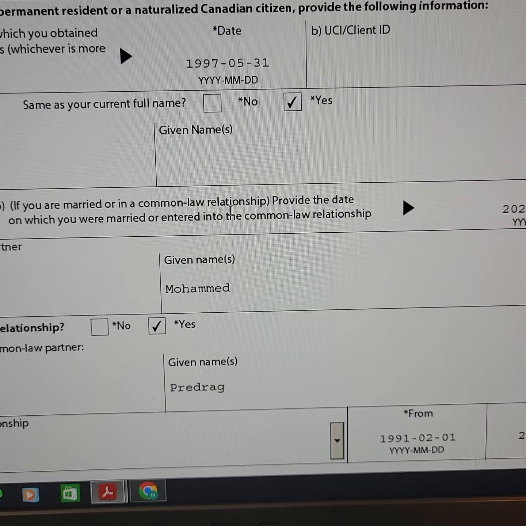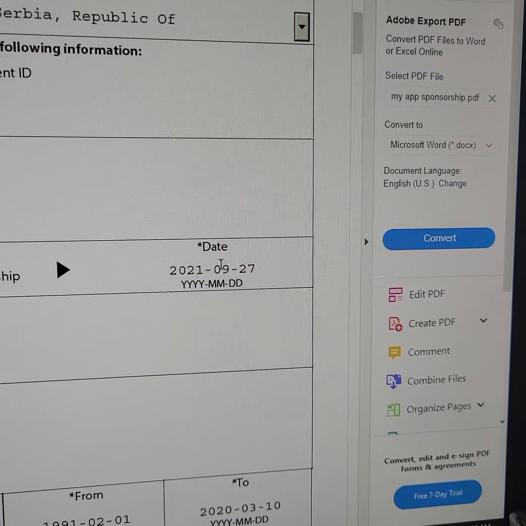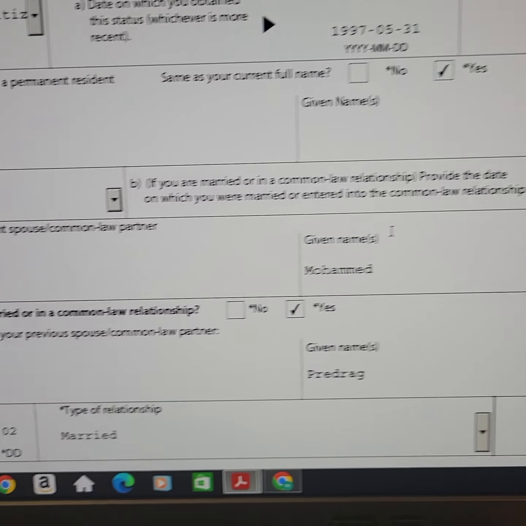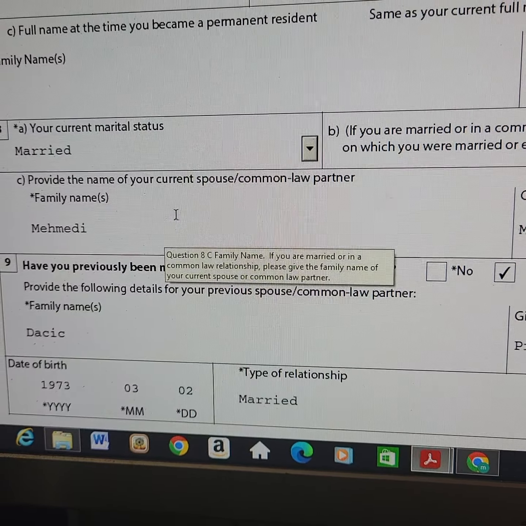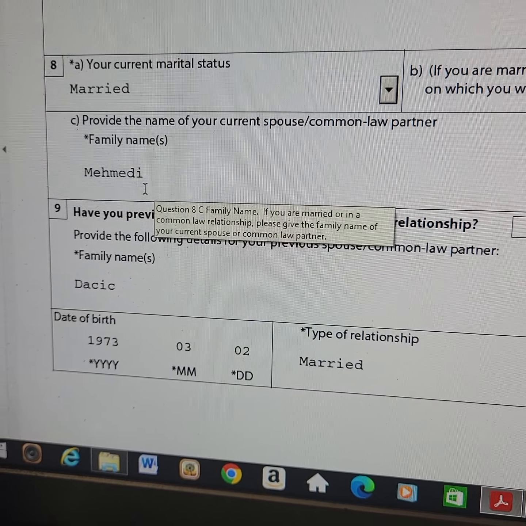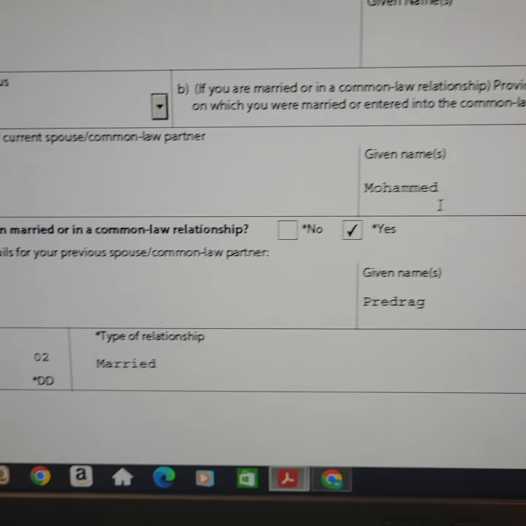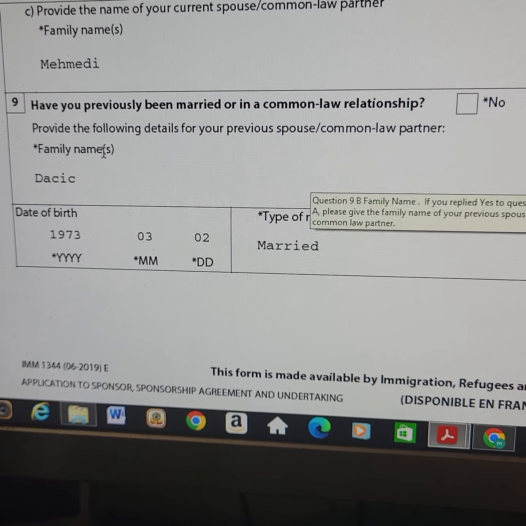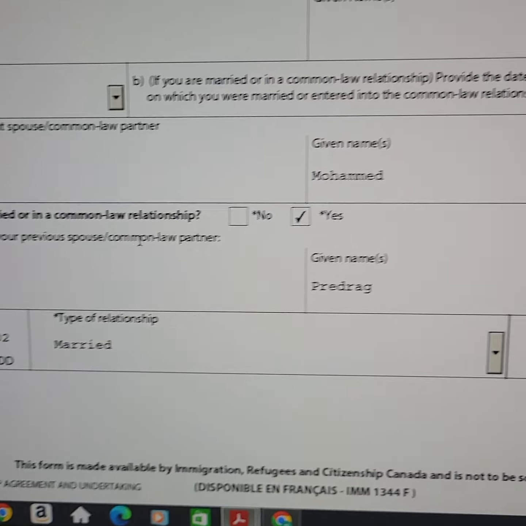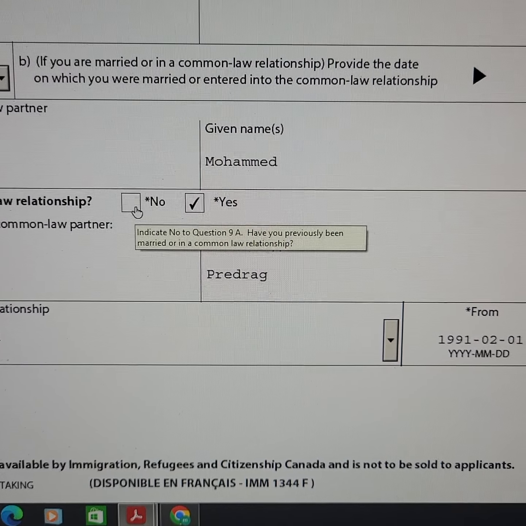If you're married or in a common law relationship, provide the date on which you were married or entered into the common law relationship. So here we put the date that you got married, okay, in Morocco. Provide the name of your current spouse, so it would be your current spouse, right? So I put, again, whatever you put on the top, obviously your husband's family name, Mehmedi Mohammed. And then have you previously been married or in a common law relationship? Obviously I had to put yes because I was. If you're not, then obviously put no.